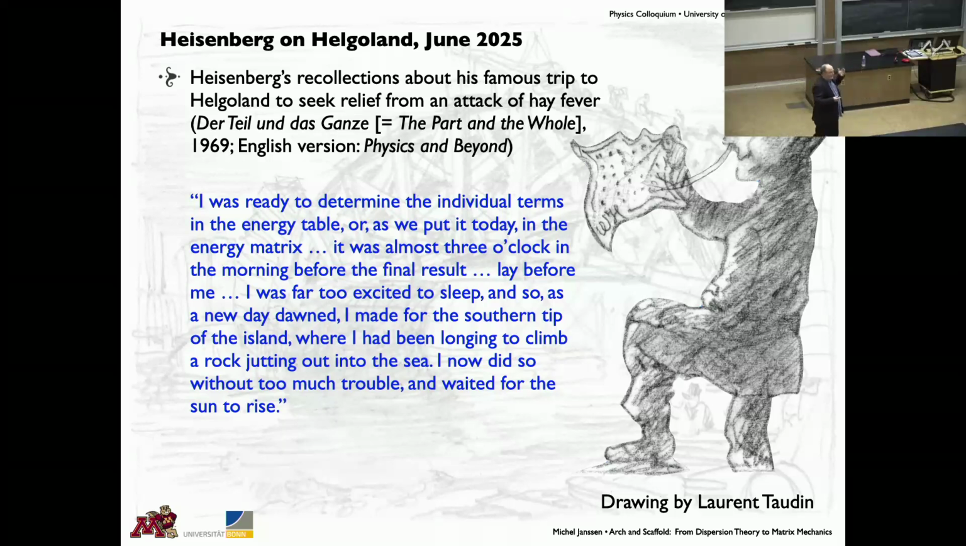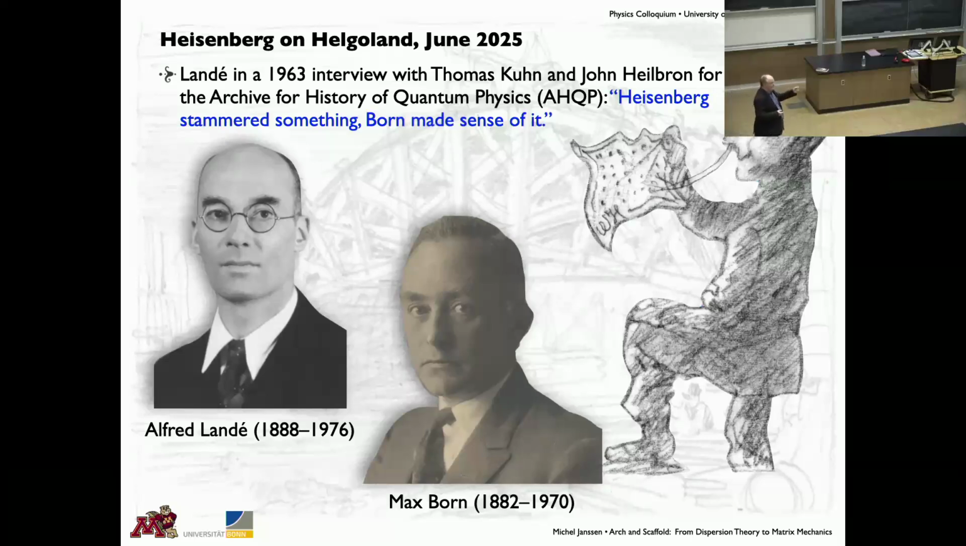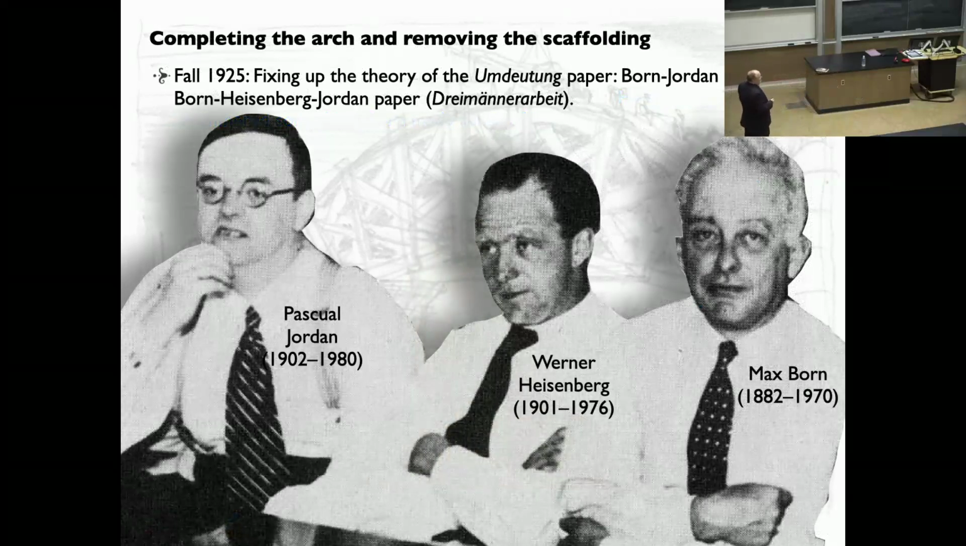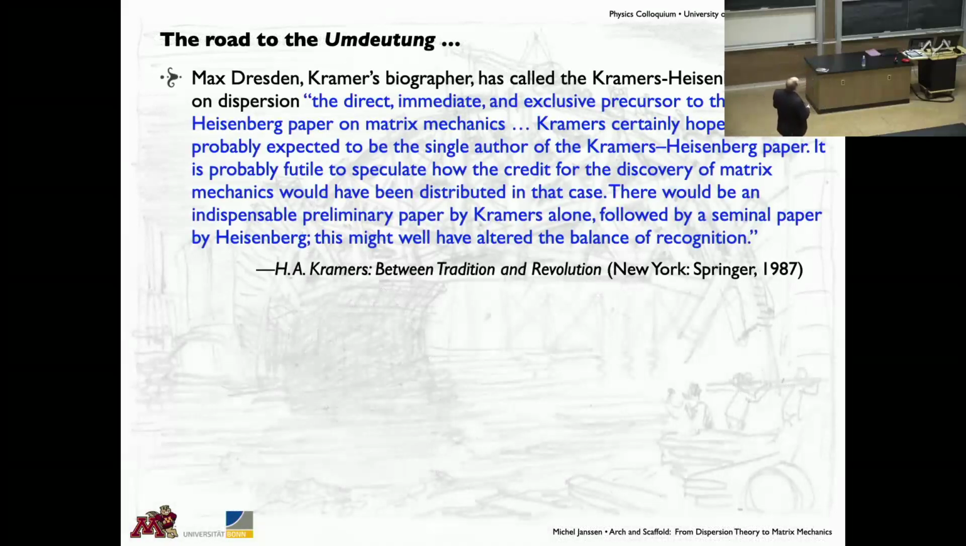Okay? And so my cartoonist has tried to capture that idea. That, of course, is nonsense. And so, as I put in the abstract, Landé was not entirely wrong. In part, it was sour grapes, because Landé sort of missed the boat. He was a prominent theoretician who did not make the breakthrough to quantum mechanics. And so he told Kuhn, well, Heisenberg stammered something and Born made sense of it. To a very large extent this is true: it was Born, Heisenberg and Jordan who recognized the structure that was hidden in this dispersion-theory-informed product that Heisenberg had produced. All right, so I don't want to go there.